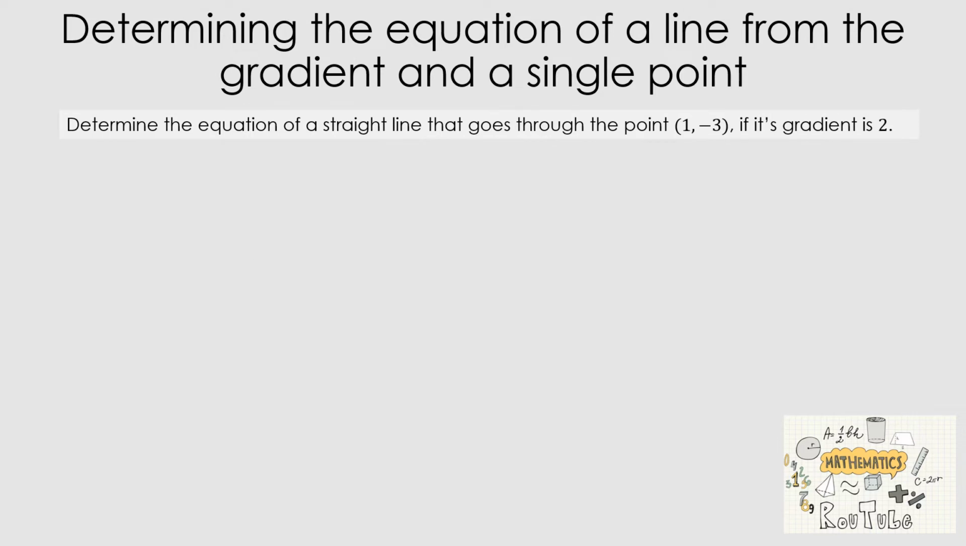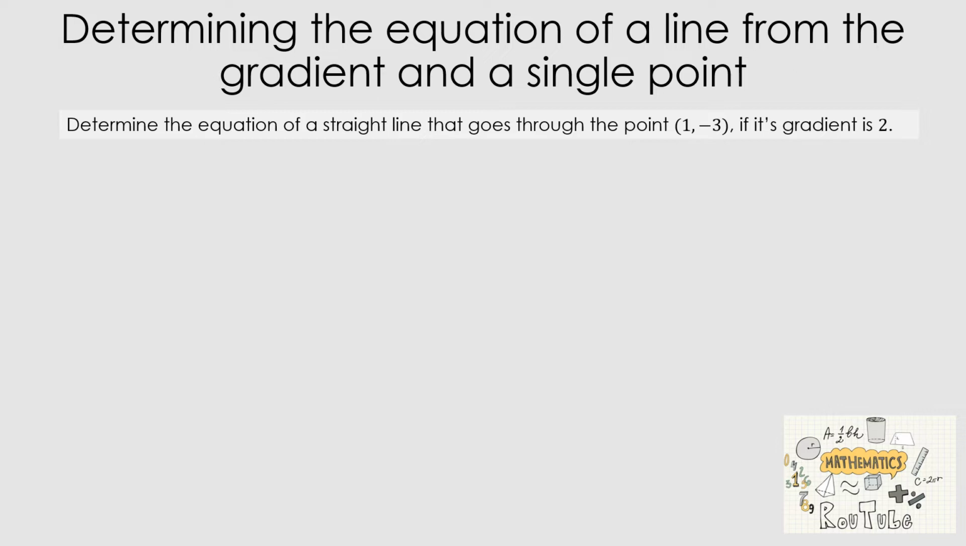All right, let's turn our attention to determining the equation of a line from the gradient and a single point. So now we've still been given the gradient, but now we haven't been given the y-intercept. We've just been given a single point on our linear graph. So determine the equation of a straight line that goes through the point (1, -3) if its gradient is +2.